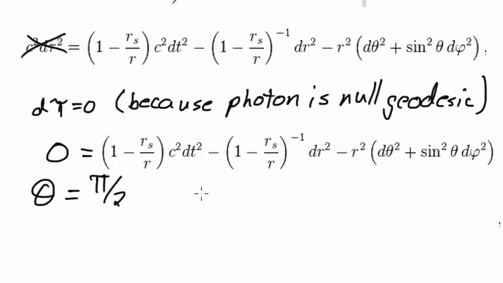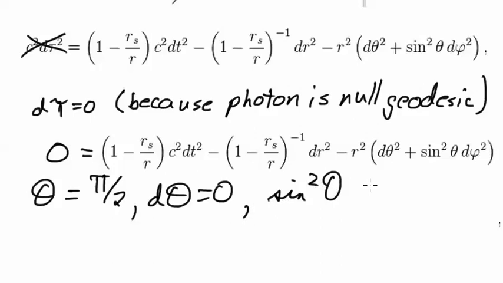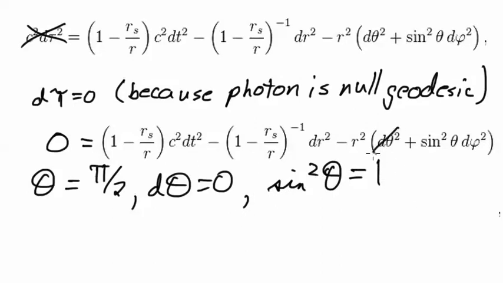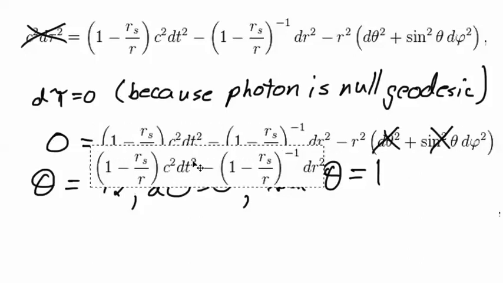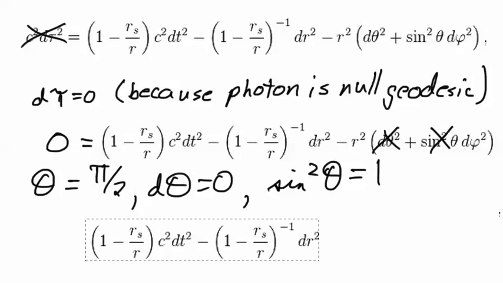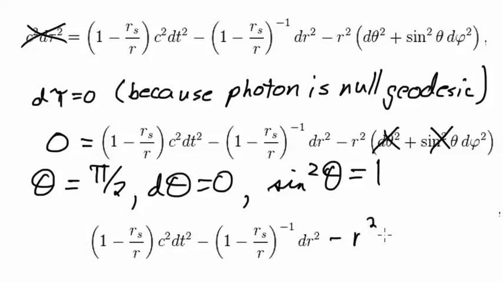So I'll plug in theta equals pi over 2, which means d theta equals 0, and sine squared of theta equals 1. So that means we can cross this out, and we'll just move this down, and we'll have minus r squared d phi squared. And all of that is equal to 0.